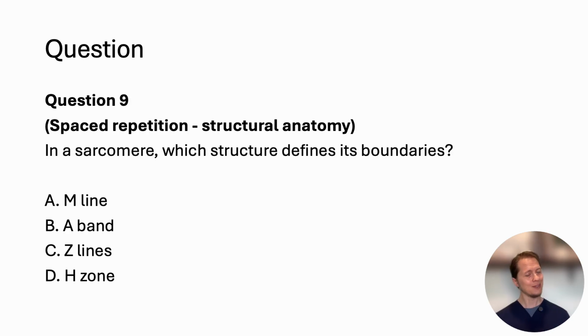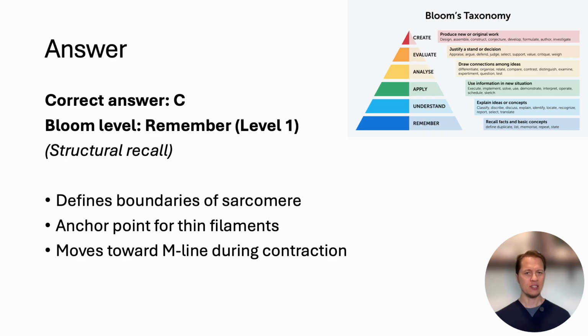Question 9, another spaced repetition, bringing it back from the prior review videos. In a sarcomere, which structure defines its boundaries? Is it the M line, the A band, the Z lines, or the H zone or band? And that is C, and this is just straightforward level 1. Each sarcomere is bordered by Z lines, making them the fundamental structural unit of skeletal muscle.